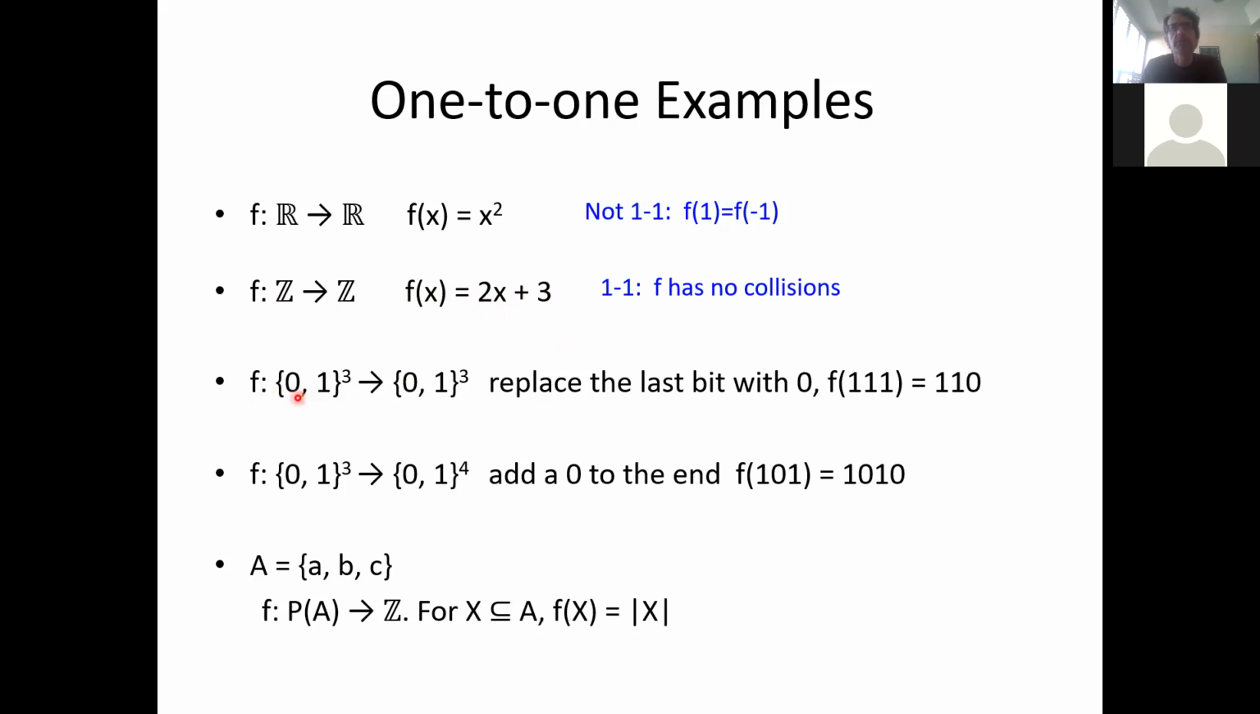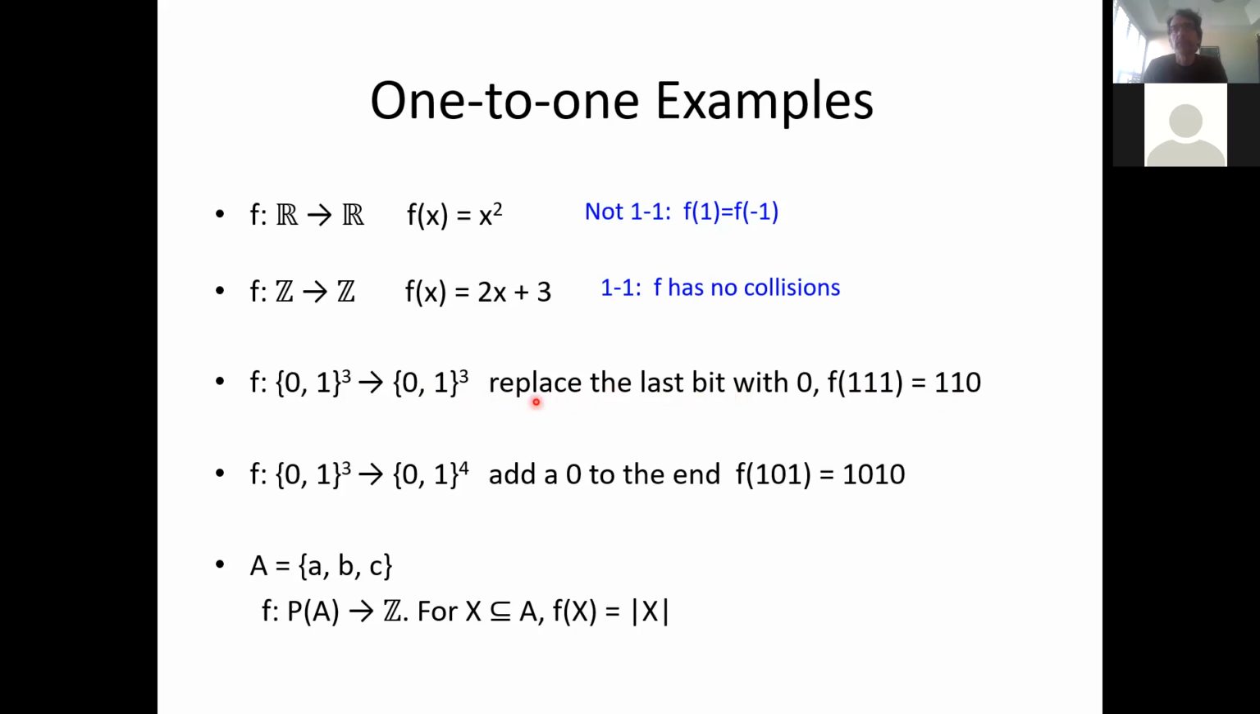What about a function on bit strings of length 3, which outputs from length 3 bit strings to length 3 bit strings? The function is defined like this. I take the input length 3 bit string, and I replace the last bit in it with a 0. So for example, if my input bit string is 111, the result of this action would be to replace the last bit here with a 0. So this function maps the 111 bit string into 110, right?